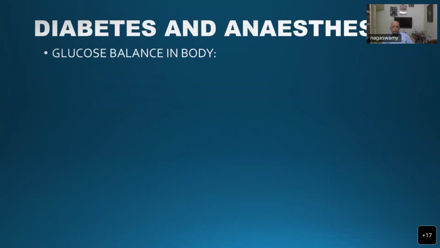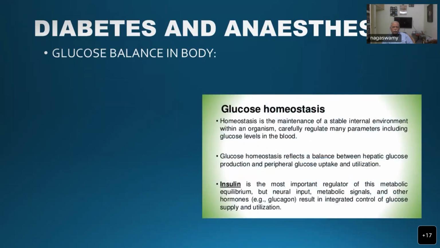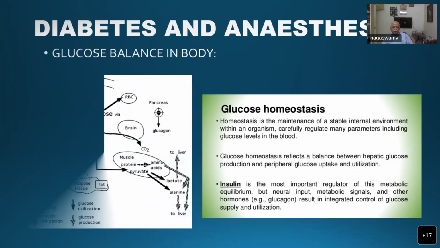Now, how is glucose balance in the body? If you see, the homeostasis of a stable internal environment is mainly by glucose homeostasis. Insulin is the most important regulator of this metabolic equilibrium. But along with that, you require some neural input, metabolic signals, and other hormones, counter hormones like glucagon to maintain a stable level of glucose.